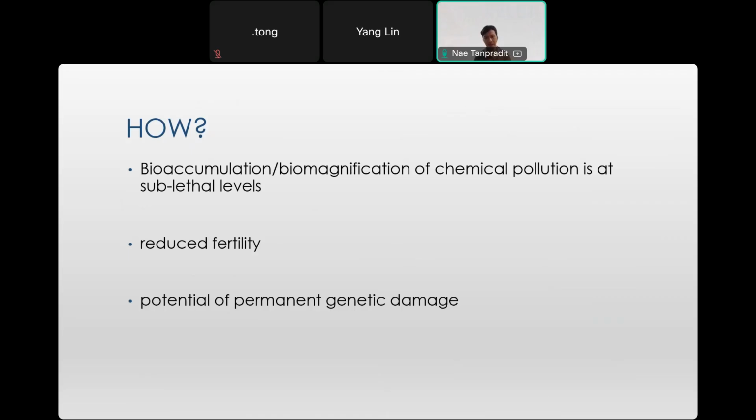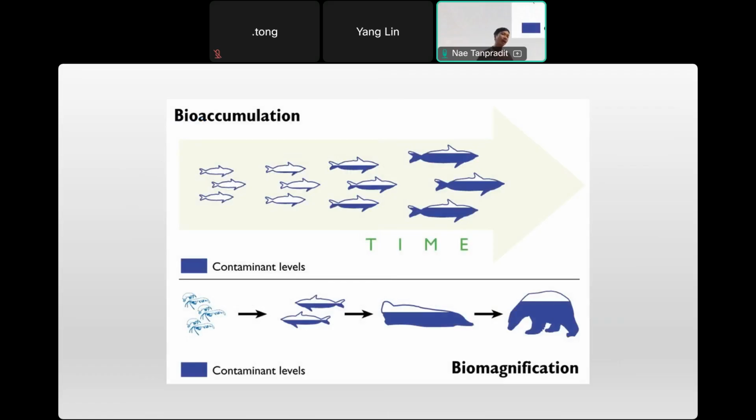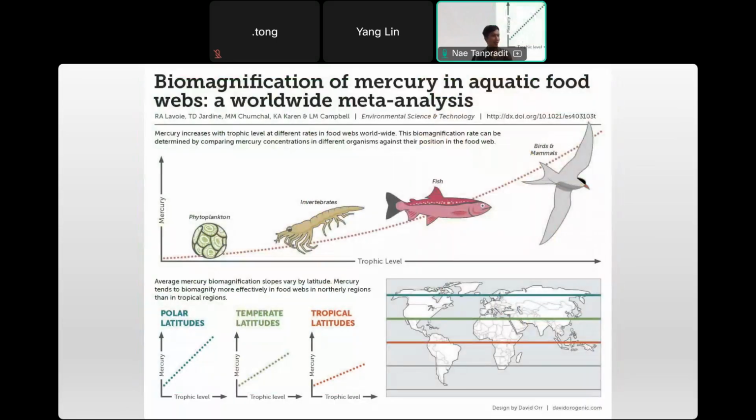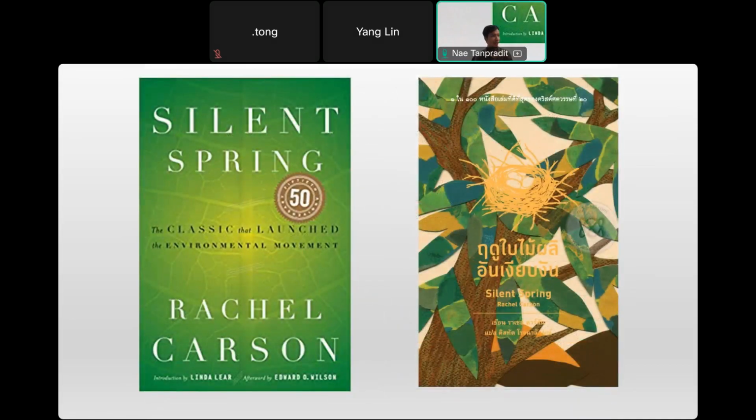Okay, and I've taught you about the bioaccumulation and biomagnification of chemical pollution. Bioaccumulation is when, as you grow up, you have more and more of these chemicals or pollutants in your body. And biomagnification is when you eat in the food chain, and the concentration of the pollutants keeps getting higher and higher at each trophic level. I have shown you about this.